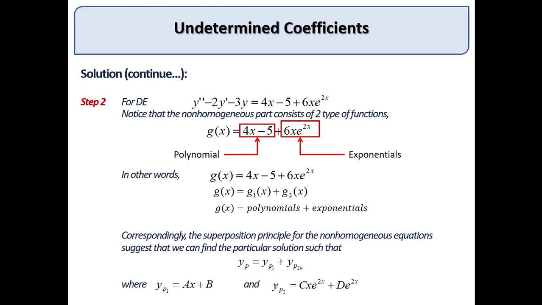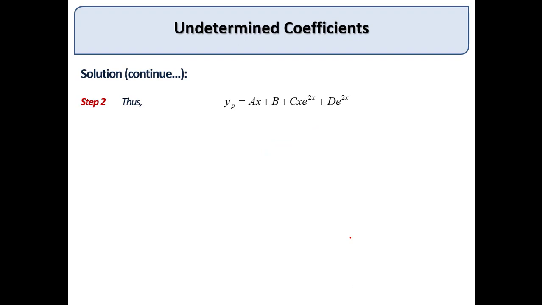Because we have the exponential function, which is a combination with a polynomial as well, 6x multiplied by natural exponential of 2x, therefore we have two components for the polynomial part, which are cx natural exponential of 2x plus d natural exponential of 2x. Thus our yp, or the particular solution, is the combination of the linear and exponential parts.